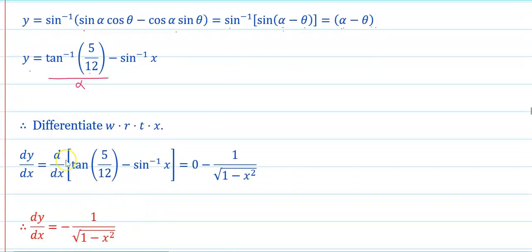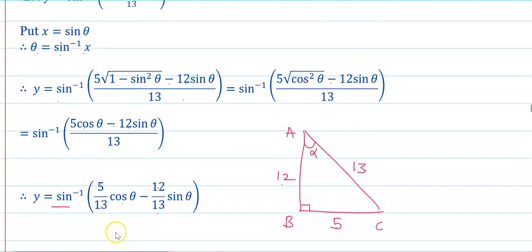And then its derivative. Differentiate this with respect to x. d/dx of tan inverse of 5 by 12 minus sine inverse of x. Derivative of this is 0 and derivative of sine inverse of x is 1 upon under root of 1 minus x square. It has a minus sign. Therefore, dy by dx is equals to minus 1 upon under root of 1 minus x square. You can see that.